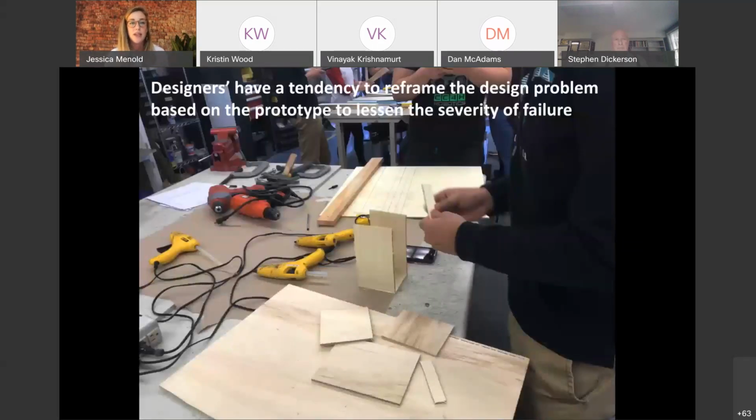We also found that designers have this tendency to reframe the design problem, and this is particularly true of novice designers. So really, the designers were shifting the goalposts and changing the original design problem so that their prototype was a success. But again, this is not the purpose of prototyping. It's not to build a fully functional, perfect model that has no flaws. The purpose of prototyping is to discover fundamental knowledge about the problem and solution space and really evolve both spaces at once. And so this was highly problematic in the novice designer behavior that we saw.